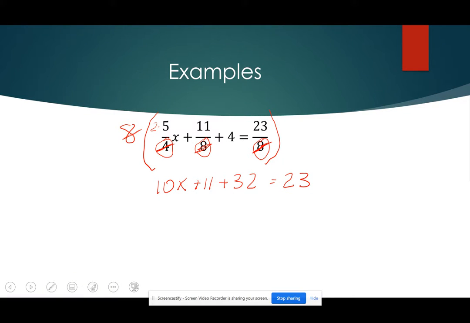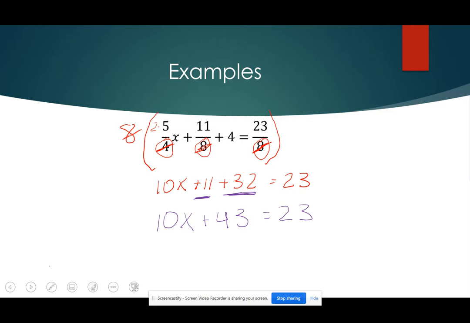Okay, sorry about that. So we're going to combine our like terms. So we have positive 11 plus 32. So we just copy down your 10x plus 43 equals 23.